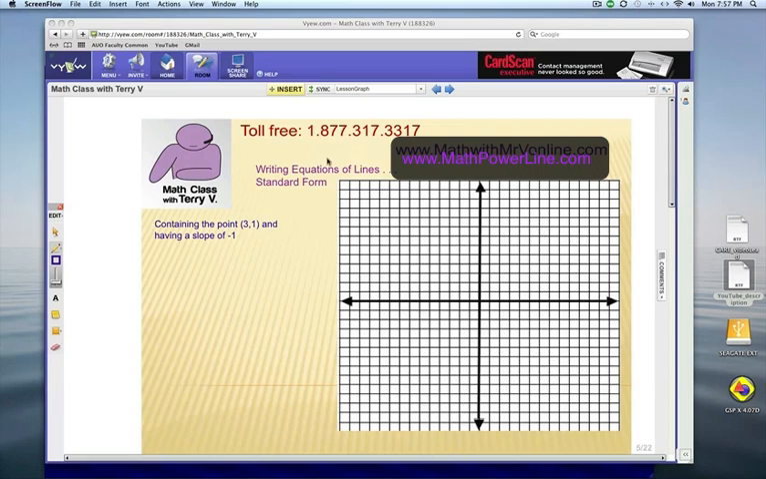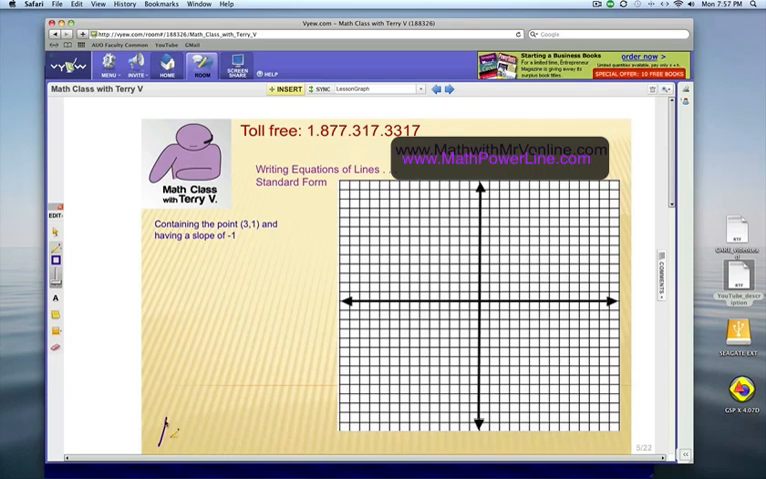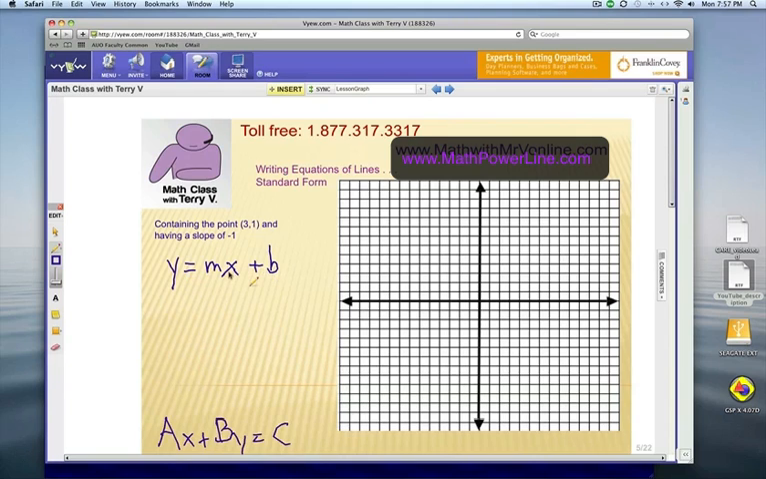So let me remind you that the standard form looks like this: AX plus BY equals C. Now what does that mean? Well, if A, B, and C are integers, it means that something X plus something Y equals some other kind of integer or fraction or number on the other side. The key is to remember to start with the slope-intercept form. If you remember from your algebra days, that is y equals mx plus b, where m is the slope and b is the y-intercept.